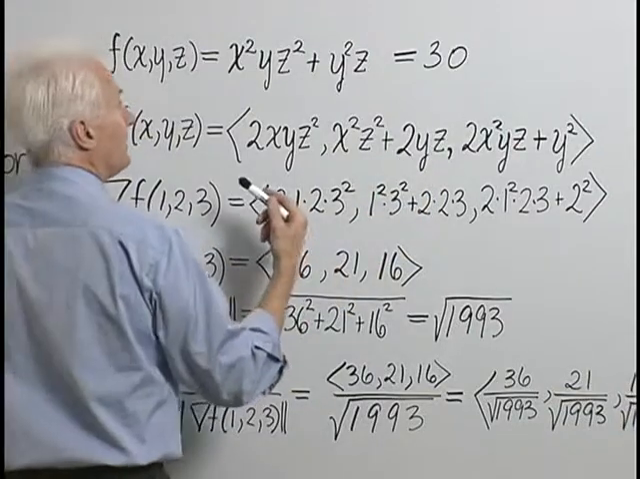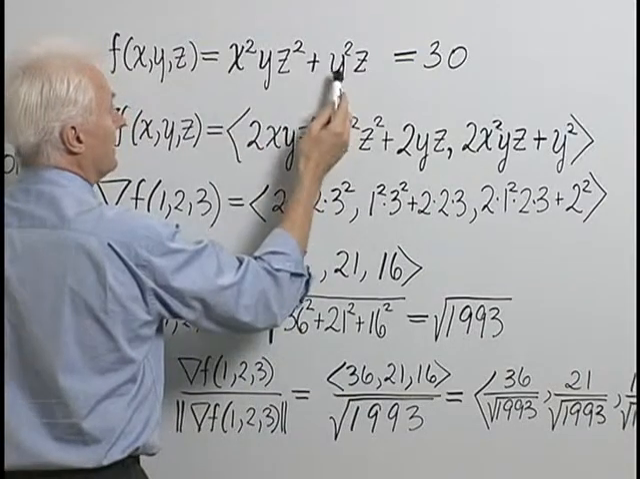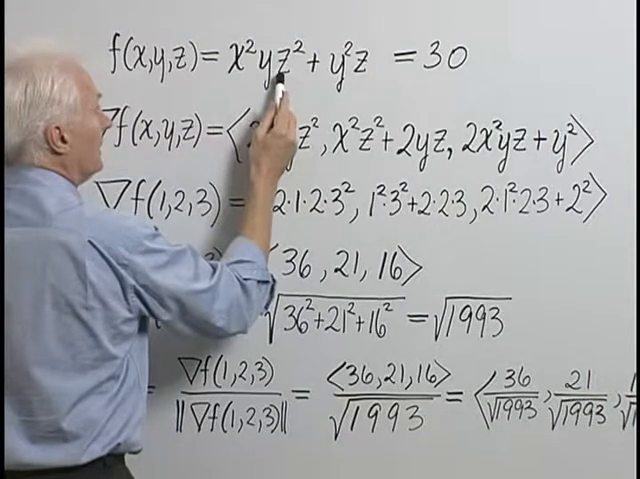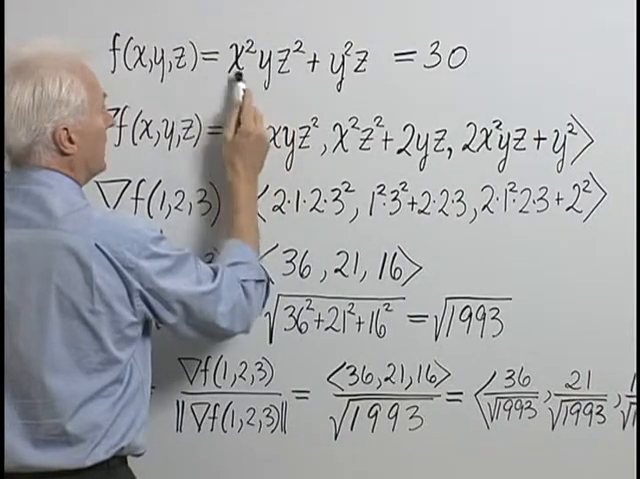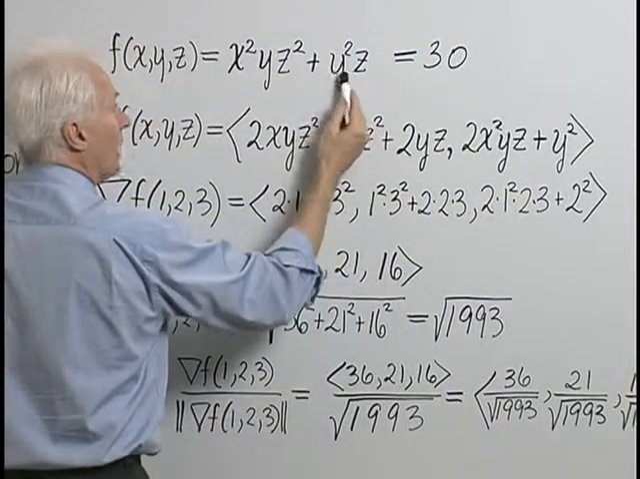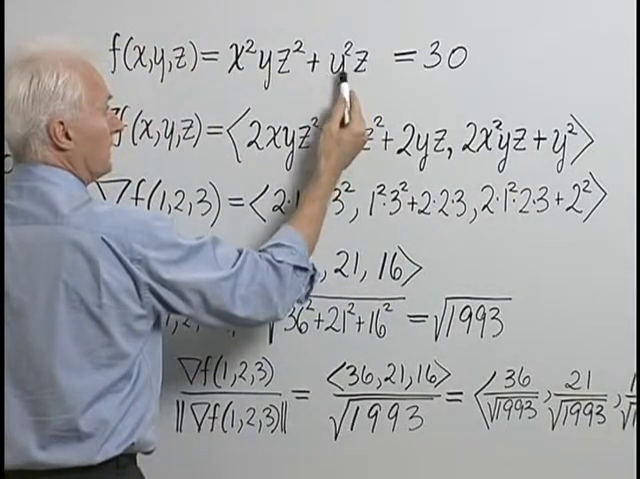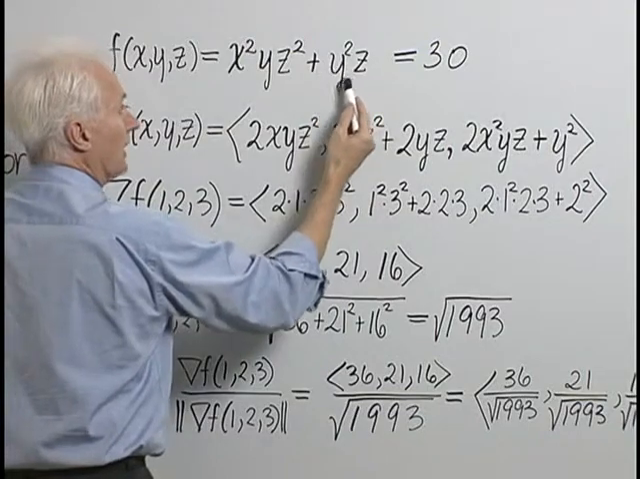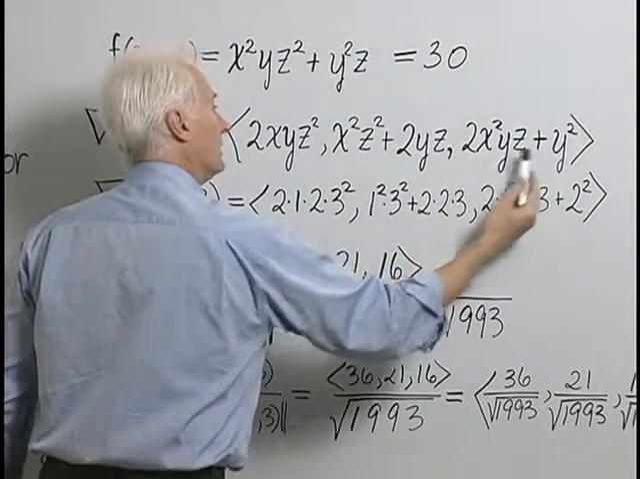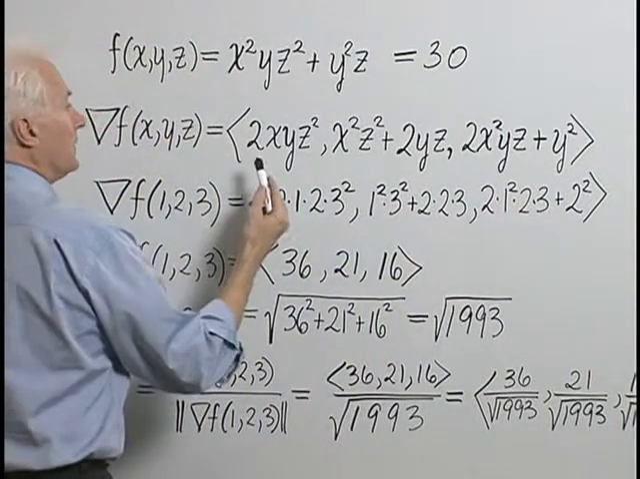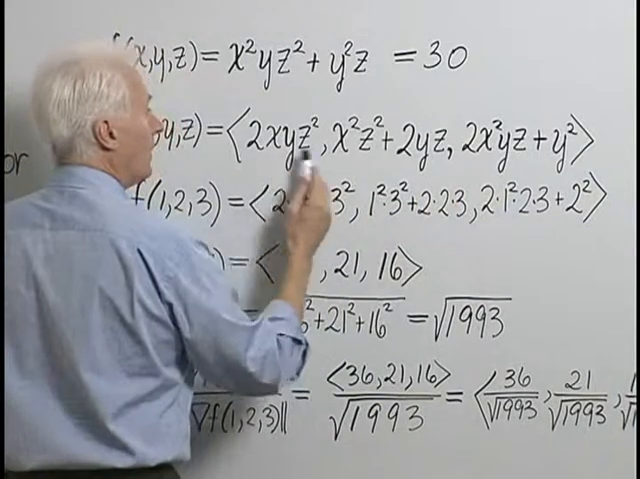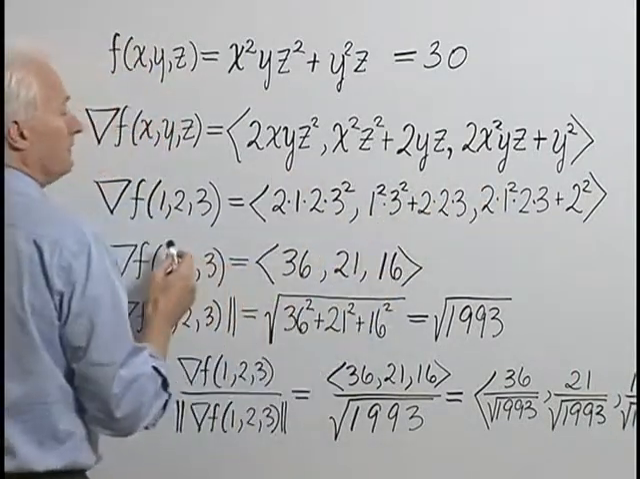And now for our last component, we're differentiating with respect to z. X squared y is treated as a constant. The derivative of z squared is 2z, so we have 2x squared yz for our first term. And then for y squared z differentiated with respect to z, the y squared being treated like a constant, we just end up with y squared as the last term of the gradient. So there it is. Notice the gradient is a vector-valued function of all three variables in this case.